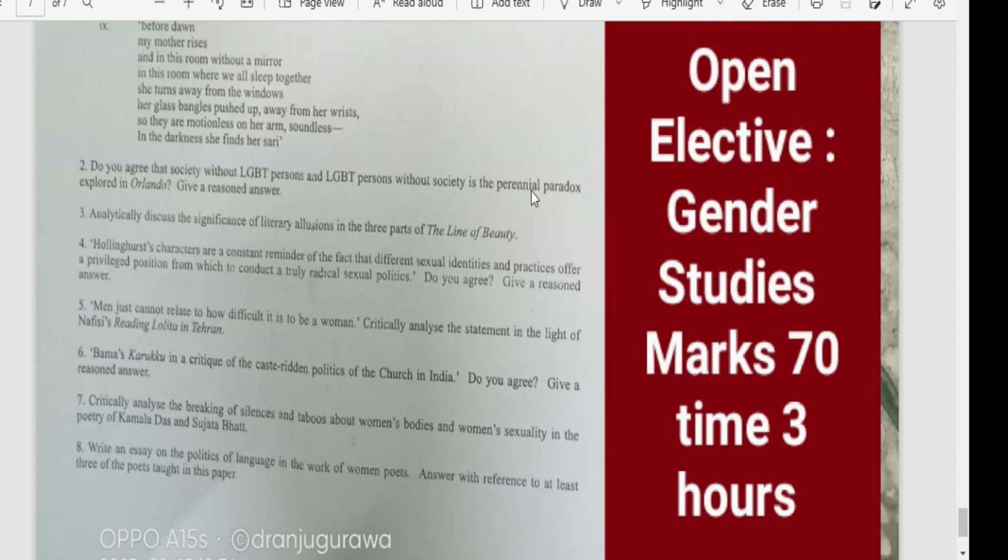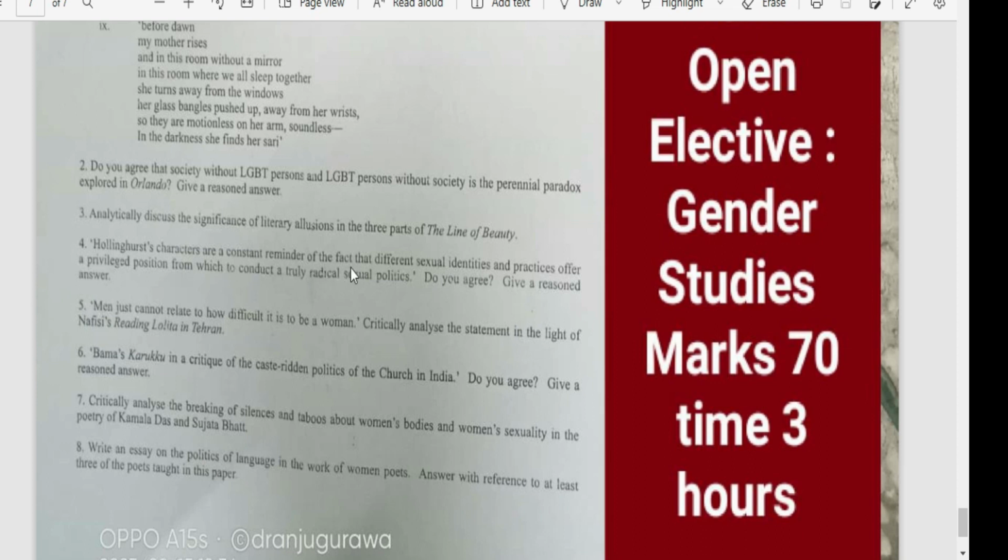She finds her sari. Question number 2. Do you agree that society with LGBT persons and LGBT persons with society, without society, is the perennial paradox explored in Orlando? Give a reasoned answer.